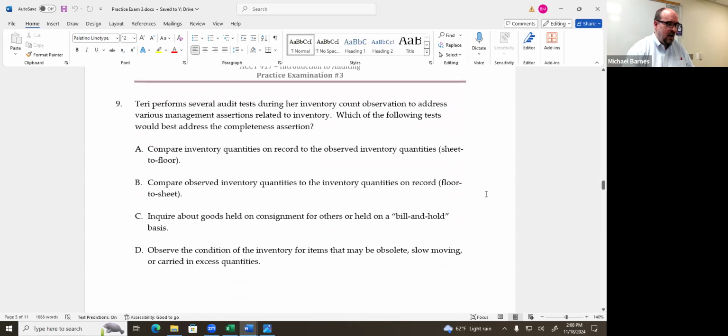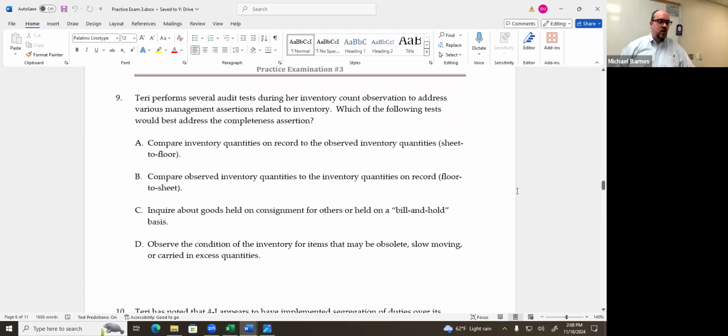All right, question number 9. Terry performed several audit tests during her inventory count observation and addressed various management assertions related to inventory. Which of the following tests would best address the completeness assertion? So completeness, again, as a reiteration, what is completeness trying to test? What are we trying to determine?